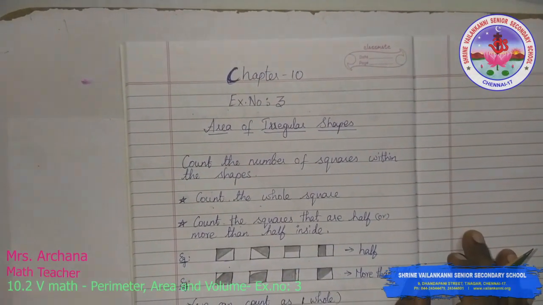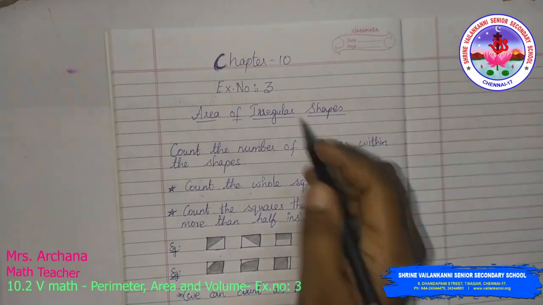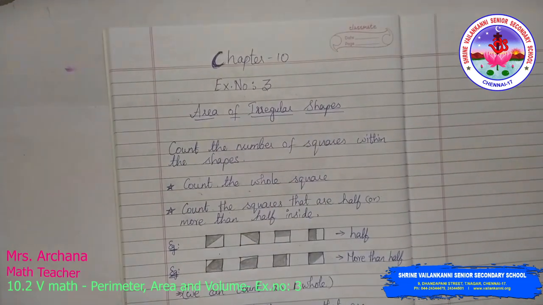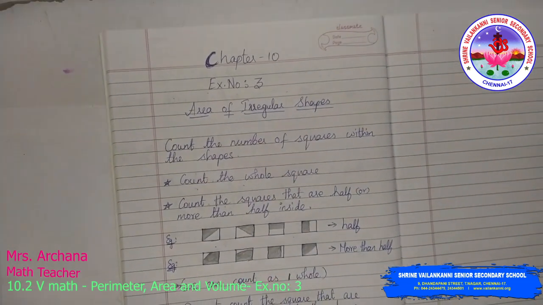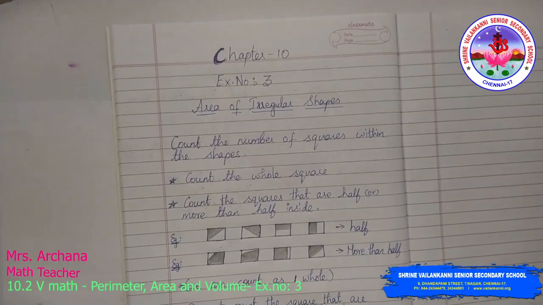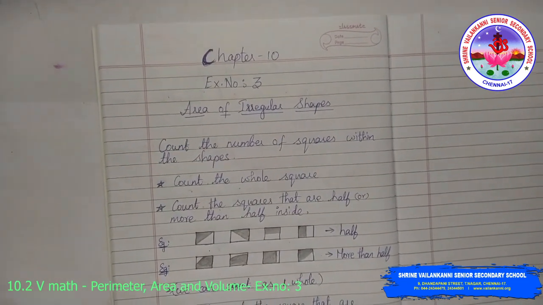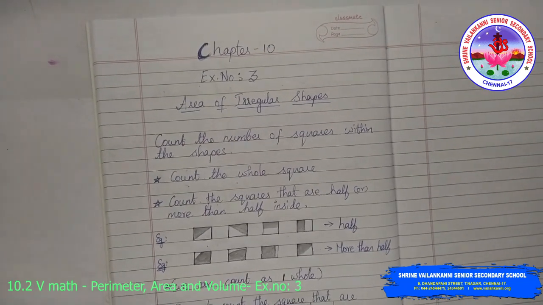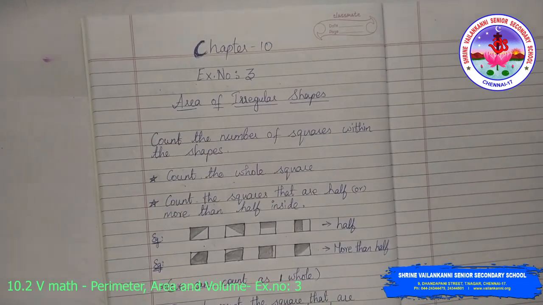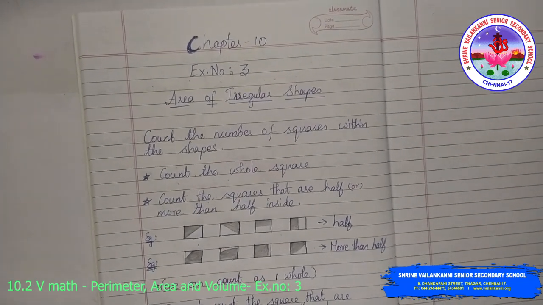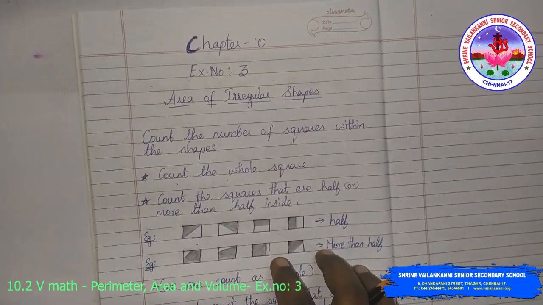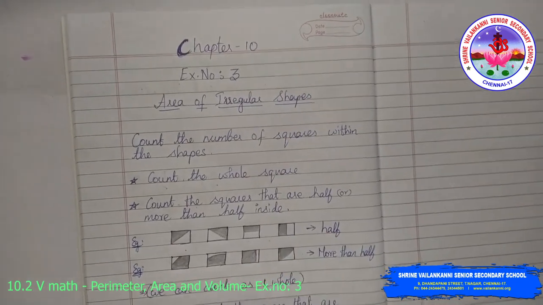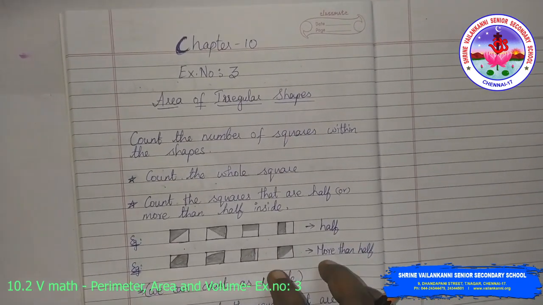Hi children, under chapter 10, exercise number 3, with the topic area of irregular shapes, you are going to learn in this video. We saw what area is and how to find the area using formulas in the previous exercise. So here, we are finding the area for irregular shapes. We have already seen this concept in the 4th standard also, so using the same concept we are going to do this exercise.